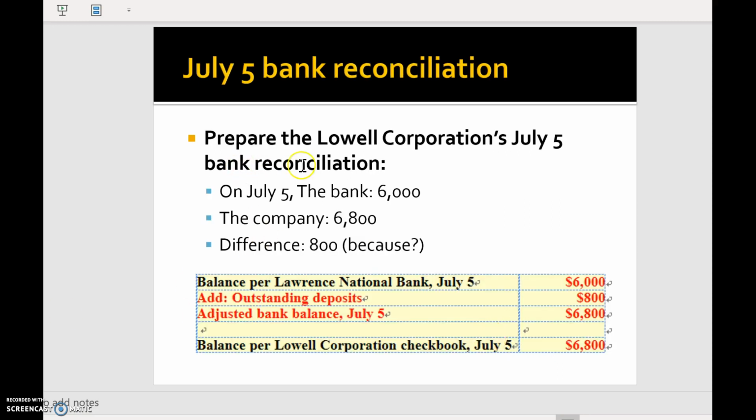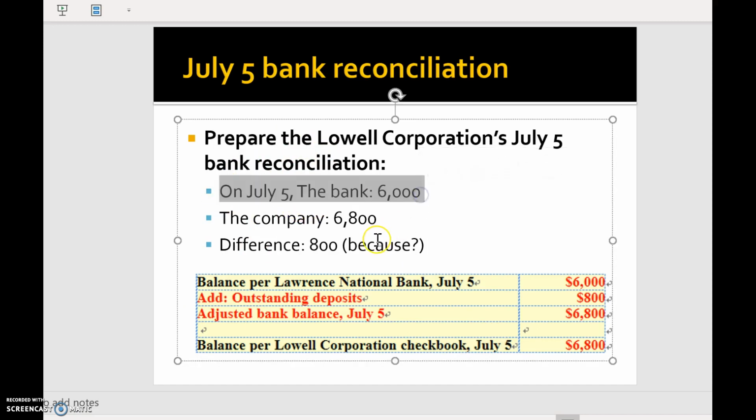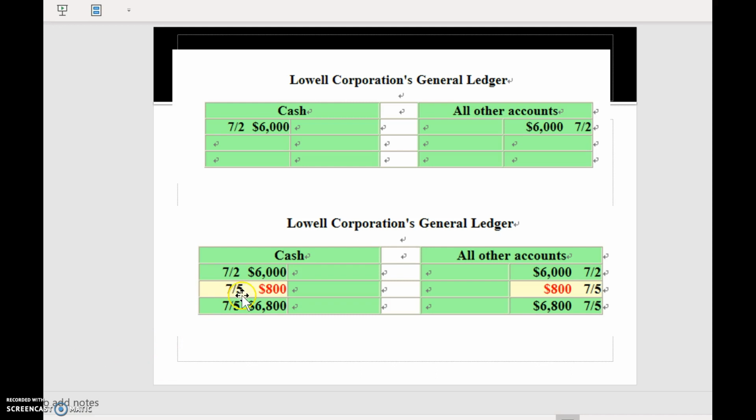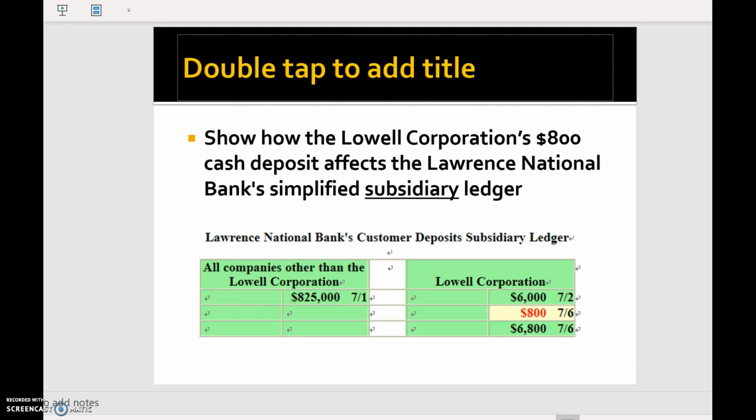Now, if on July the 5th Lowell tries to look at its BOA app, it would find that the bank only has $6,000 cash for Lowell. However, Lowell has $6,800, right? Because Lowell already recorded it. Let me go back to the T account again. On July the 5th, Lowell already has $6,800. But if you look at the bank, it only has 6,000 because this is one day later.